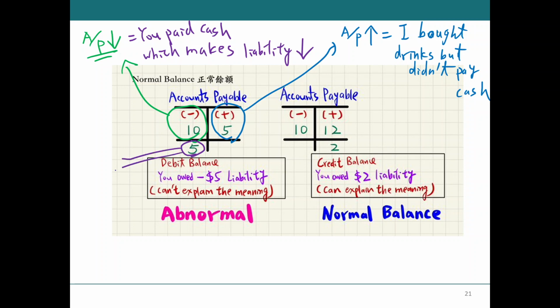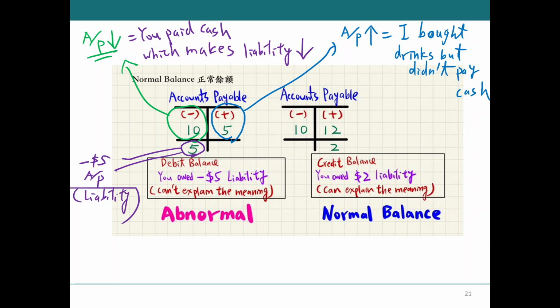This means what? You have a negative $5 accounts payable liability. Could you explain? I have the liability negative 5. Impossible, right? I don't have the liability 0. I have the liability $1, $2, $3, right? I don't owe their money, so my liability is 0. I owe their money $1, $2, $3. What does it mean to owe their money negative 5? Cannot explain the meanings.